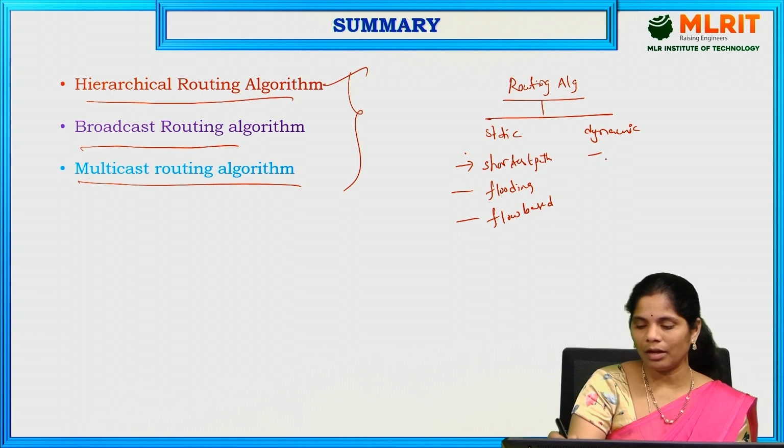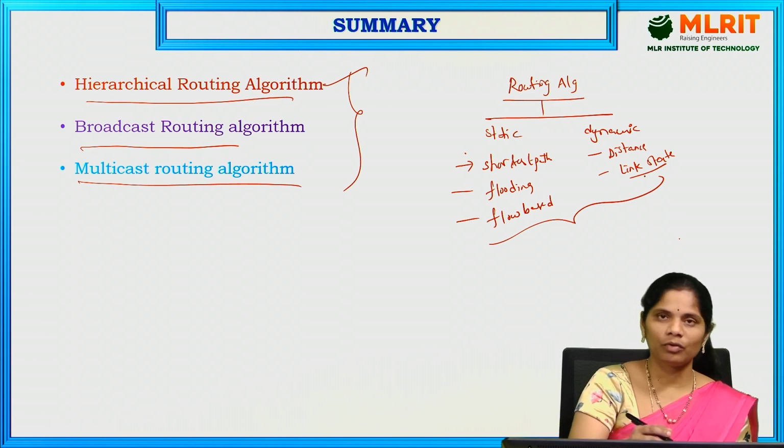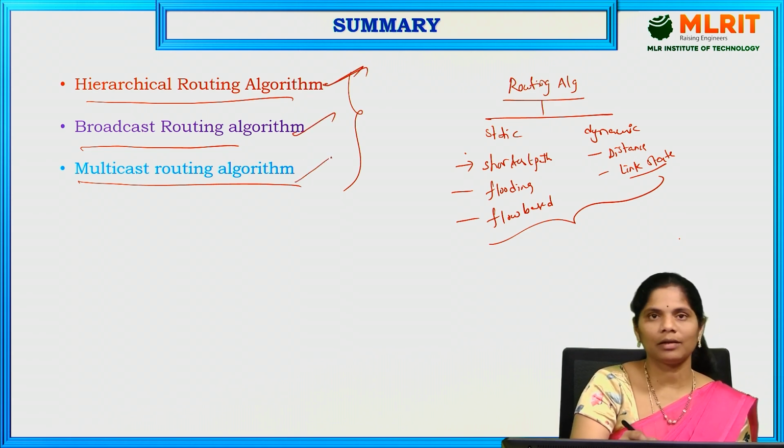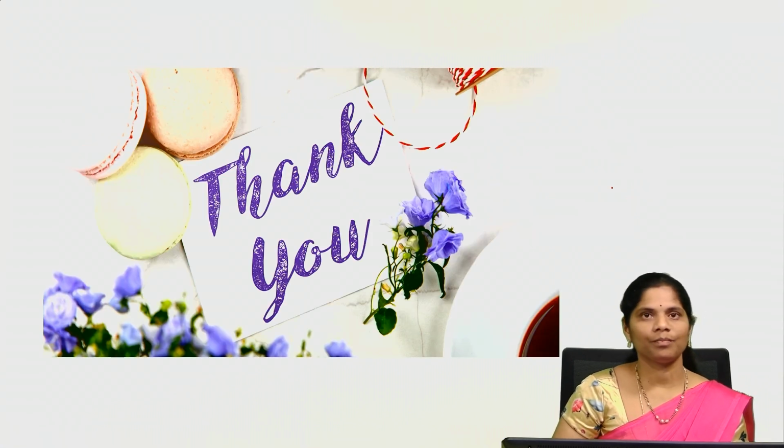And coming to the dynamic, distance vector routing algorithm and link state routing algorithm. These are the dynamic algorithms. Apart from static and dynamic, we also discussed hierarchical routing, broadcast routing and multicast routing. These also come under the routing algorithms in the network layer. So we discussed all the routing algorithms in the network layer. So thank you.